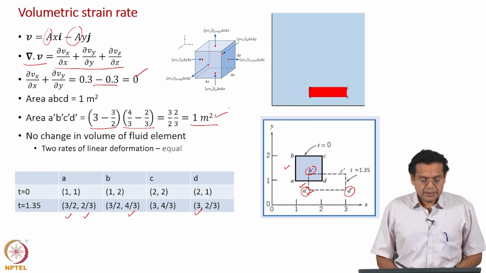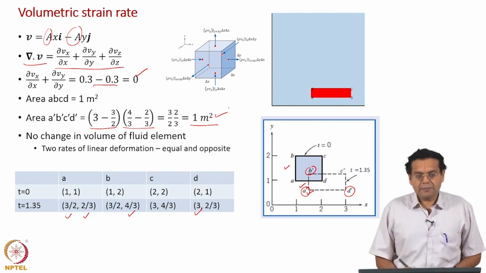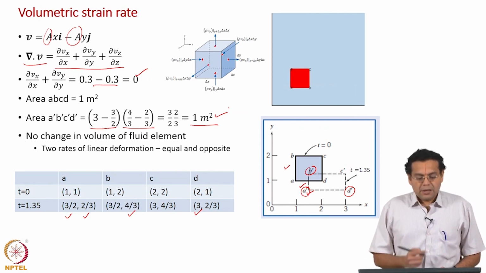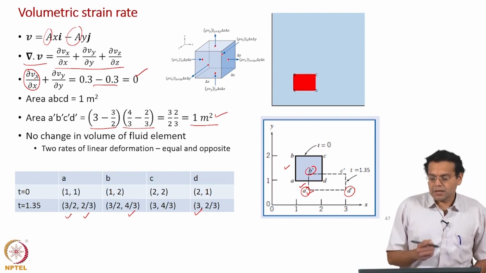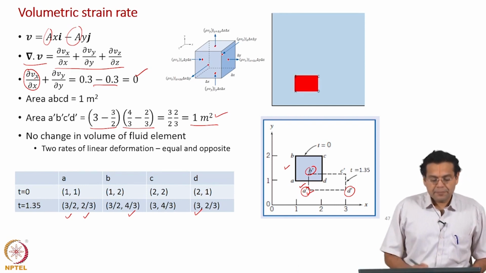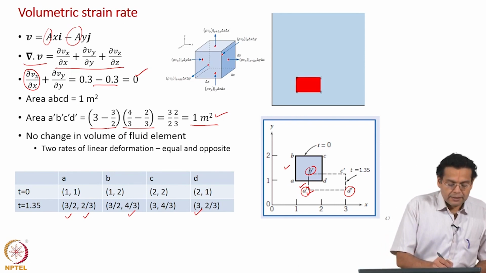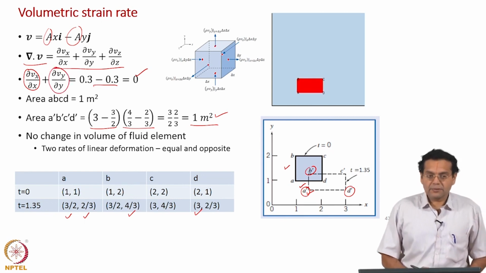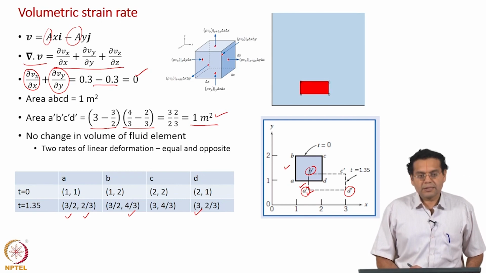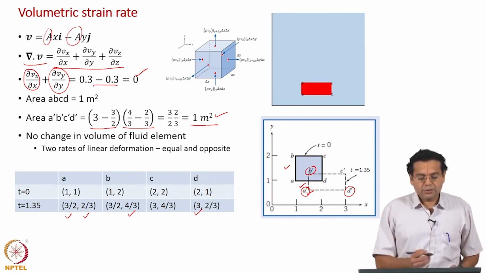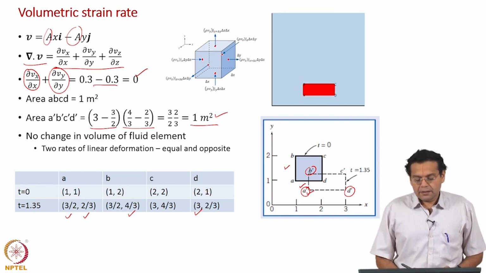Why is it happening? The two rates of linear deformation are equal and opposite. The normal strain rate in the x direction is positive because length is increasing, and the normal strain rate in the y direction is negative because the length is decreasing. They are equal and opposite, hence there is no change in the area.